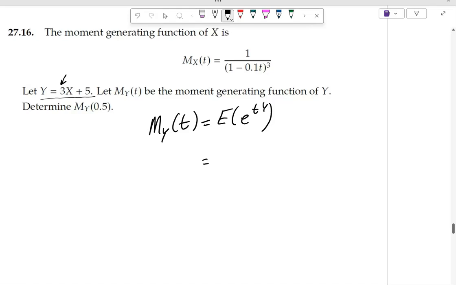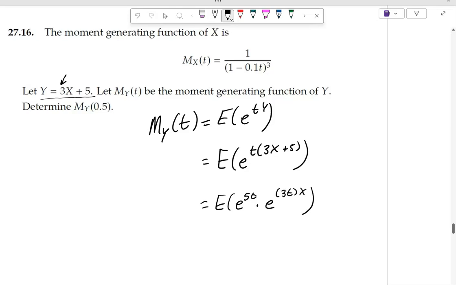And in this case, your random variable is 3X plus 5, right? All right, so distributing the t and then breaking up that sum in the exponent as a product, I write this as e to the 5t times e to the 3t times an X, right?